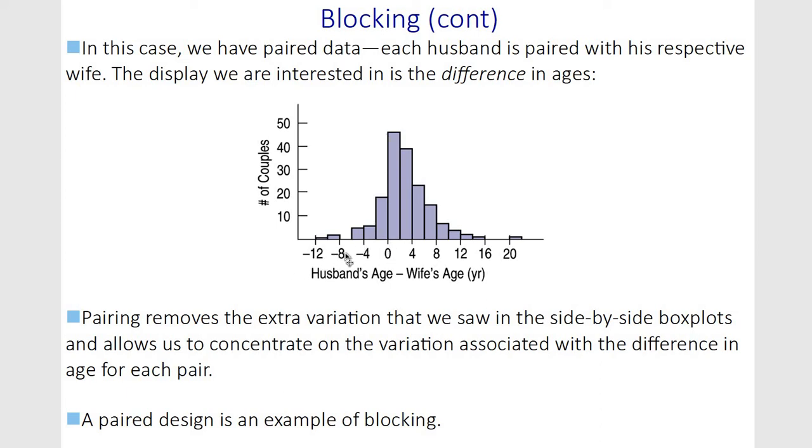However, when we actually pair them together and find that difference in their ages, well, now we can see that it's not at 0, right? It's actually a little bit more closer to 2, okay, with some extremes. So pairing removes that extra variation that we saw in the side-by-side box plots, and it allows us to concentrate on the variation associated with each pair. So a paired design is an example of blocking, okay? It removes extra variation, so it's a good thing.